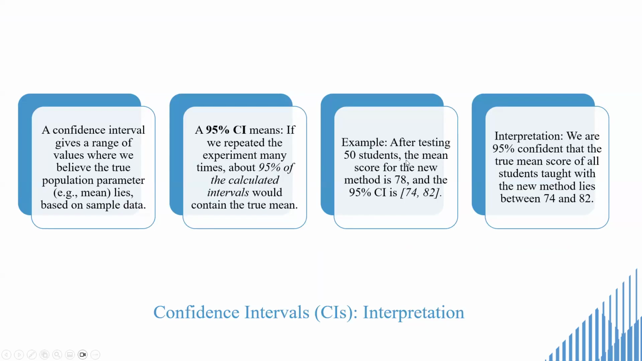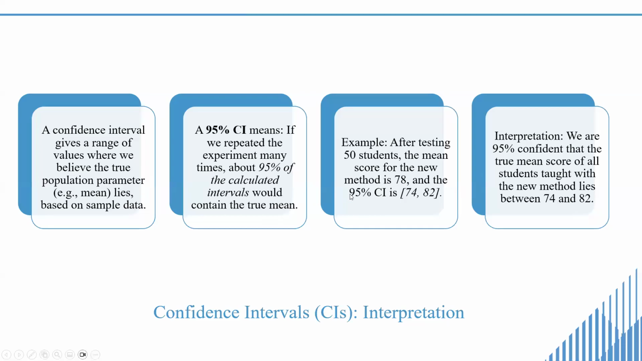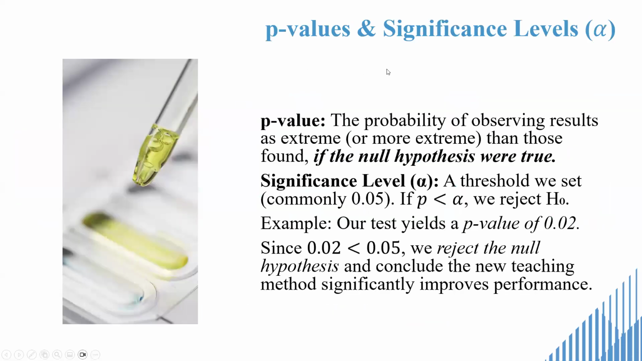After testing 50 students, the mean score of the new method is 78 and the 95% interval is like 74 to 82. So we are 95% confident that the true mean score of all students taught with the new method lies within this range. This is the confidence interval. Then we have p-values and significance level. The p-value is the probability of observing results as extreme or more extreme than those found if the null hypothesis were true.